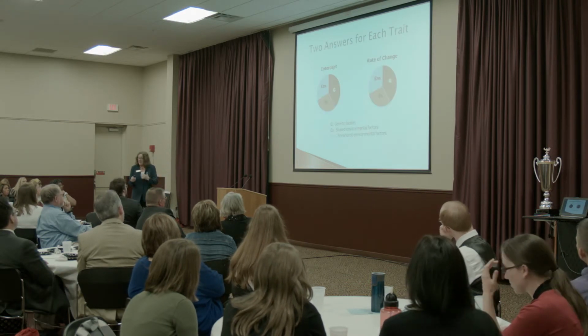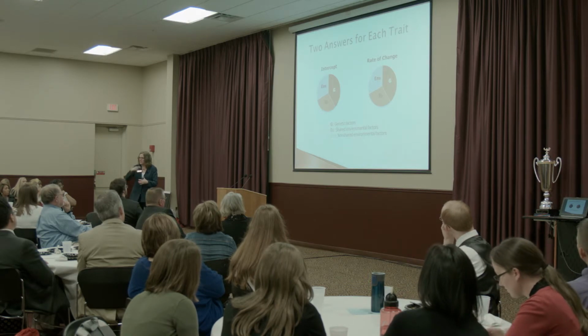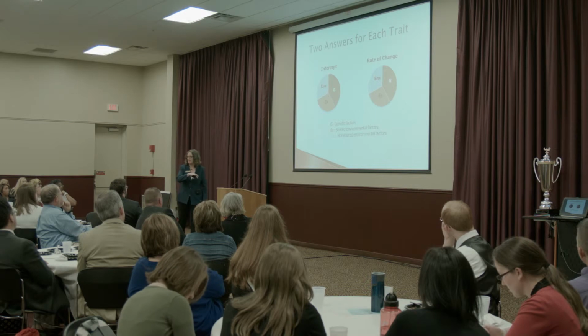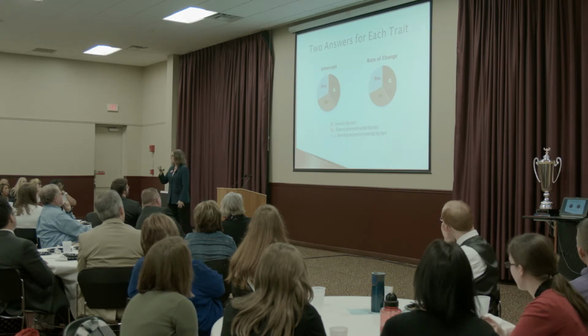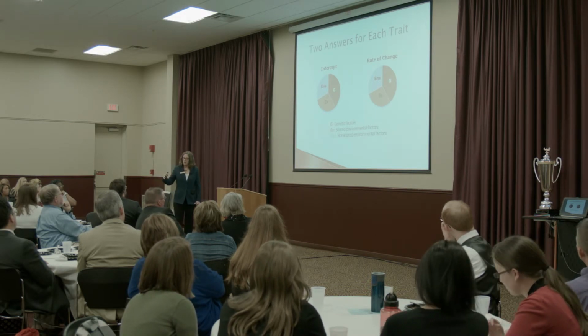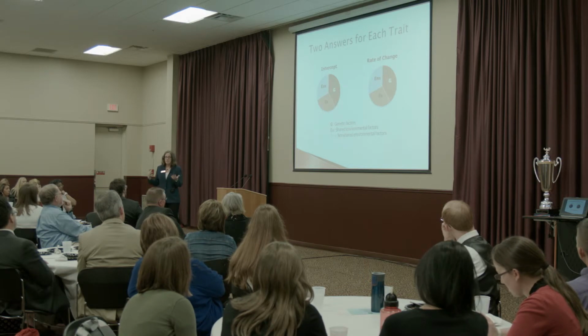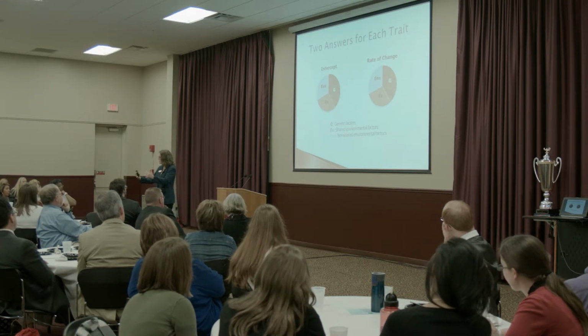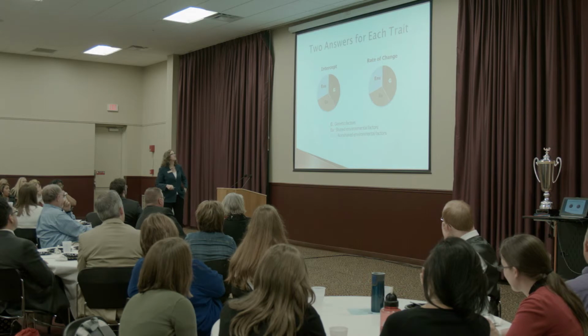And so we're going to have two answers for each trait. We're going to have a pie chart for the intercept, how much is due to genetic factors, shared environmental factors, and non-shared environmental factors. And we're going to have a different pie chart for the slope, where we're going to see how similar they are to each other and across those four cognitive measures.